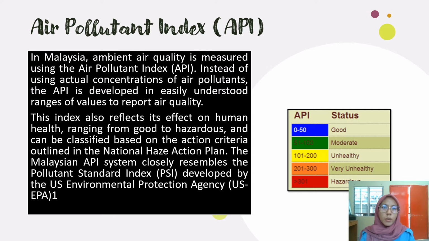The Air Pollutant Index, or API, is used to measure the ambient air quality. Instead of using actual concentrations of pollutants, API is used. The Malaysian API resembles the Pollutant Standards Index from the US Environmental Protection Agency. As shown in the picture, an API of 0 to 50 is considered good, while an API of more than 301 is considered hazardous.